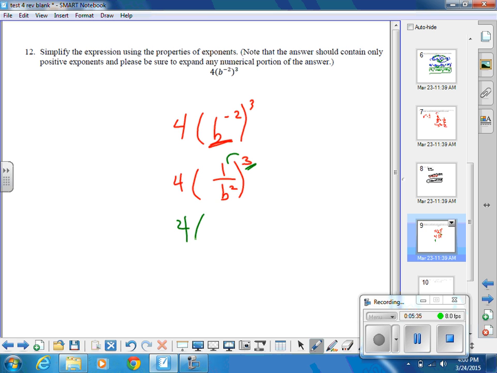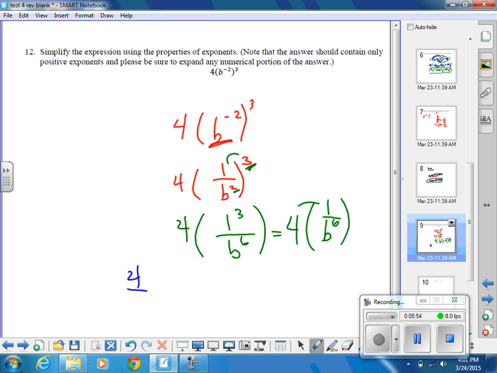So 4 stays out here, 1 to the third power, b to the sixth power, because you take the 2 and the 3 and you multiply them together. 1 to the third power is just 1, so that's going to stay the same. B to the sixth stays the same. Now I'm going to multiply this 4 in. How do I do that? I treat it as 4 over 1 times 1 over b to the sixth, and I multiply straight across. So I end up getting 4 over b to the sixth.